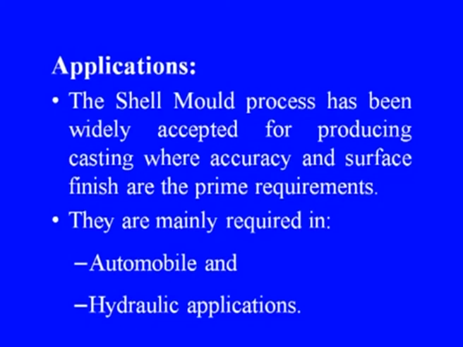Now, let us quickly look into the applications of this process. The cell molding process has been widely accepted for producing castings where accuracy and surface finish are the prime requirements. They are mainly required in automobile and hydraulic applications. Small mechanical parts requiring high precision such as gear housings, cylinder heads and connecting rods can be manufactured by the cell molding process.